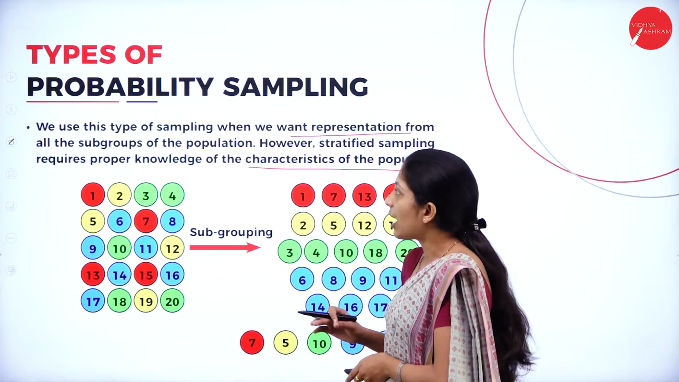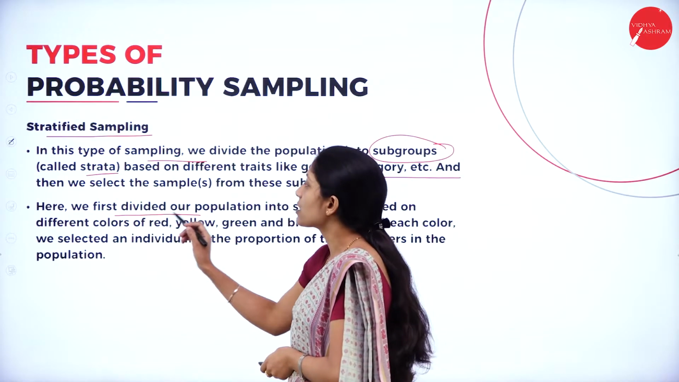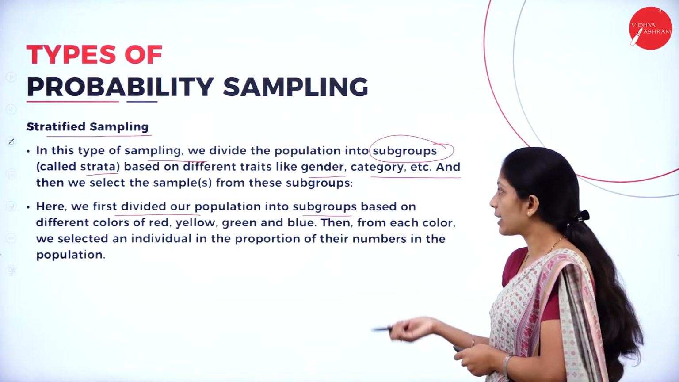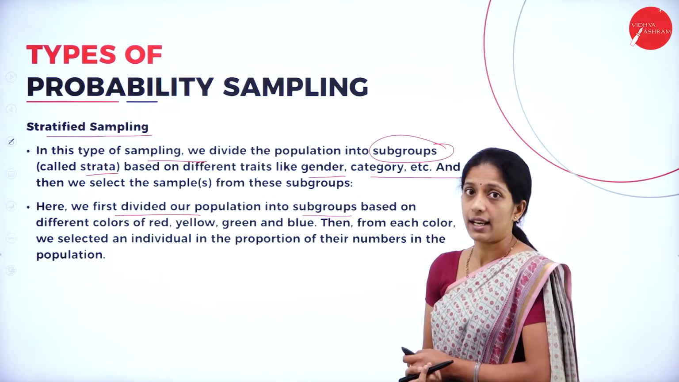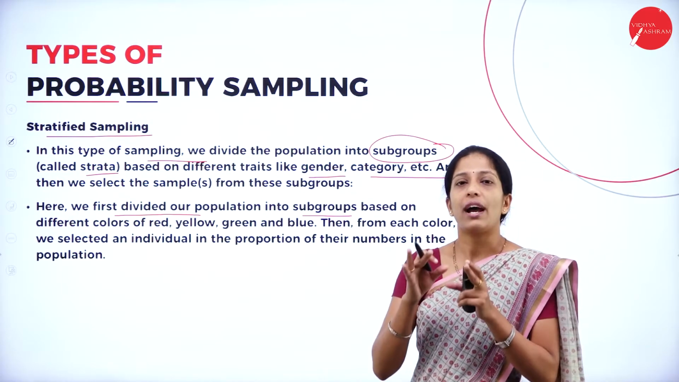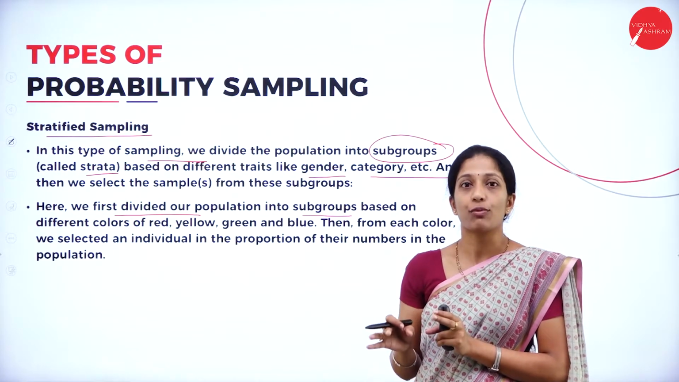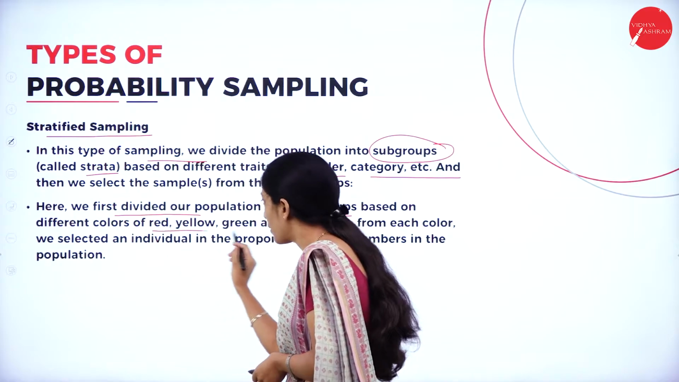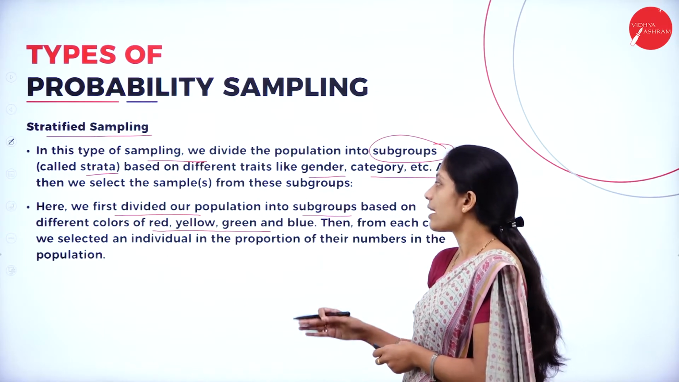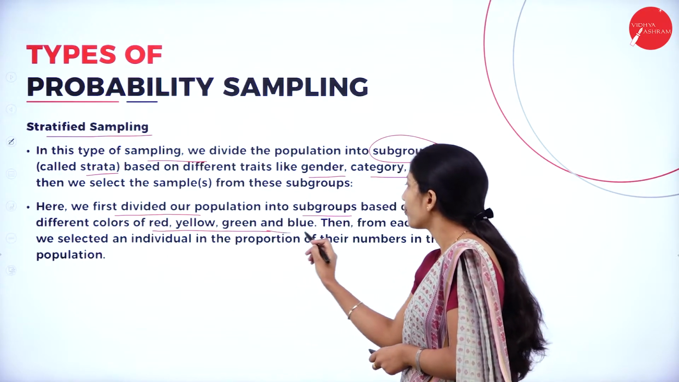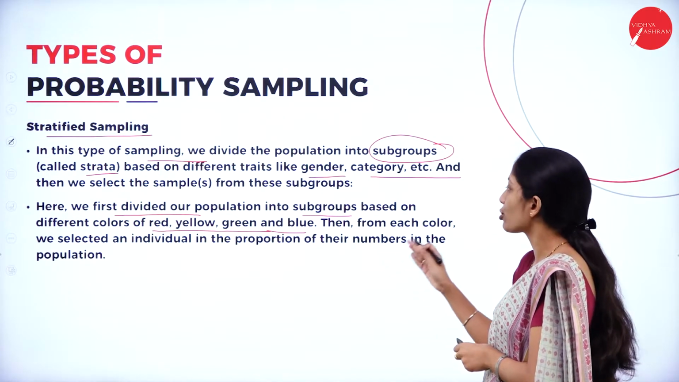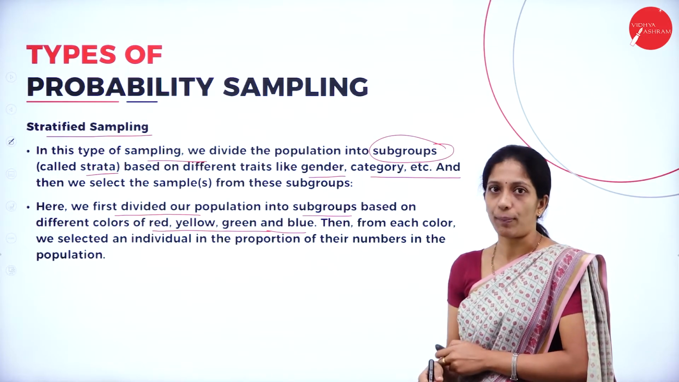Now, let us see how we have divided. Here first, we have divided our population into subgroups, which are called strata, based on different colors. As I have told you, I have given 20 individuals different colors and I am going to divide them depending upon their colors, that is red, yellow, green and blue. Then from each color we select an individual in proportion to their members in the population.